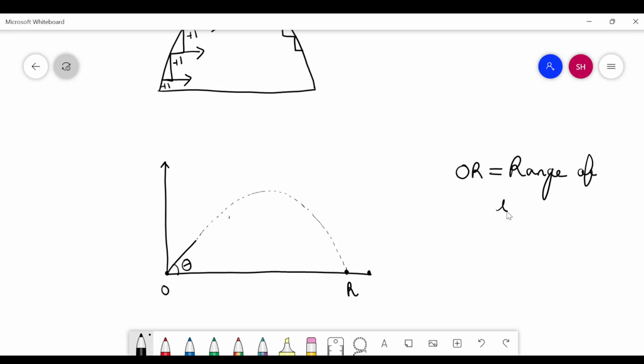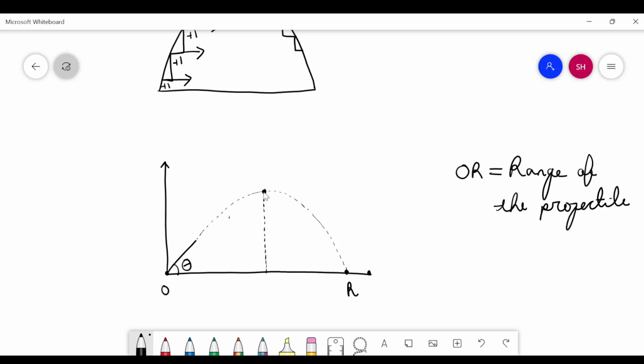This is just the range of the projectile, because it is how much distance or displacement it has covered throughout the x direction. So OR will be our range of the projectile. And the maximum height here will be around this point.